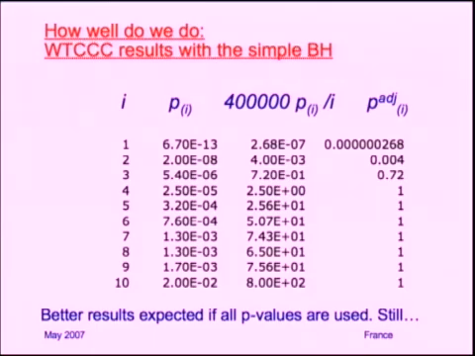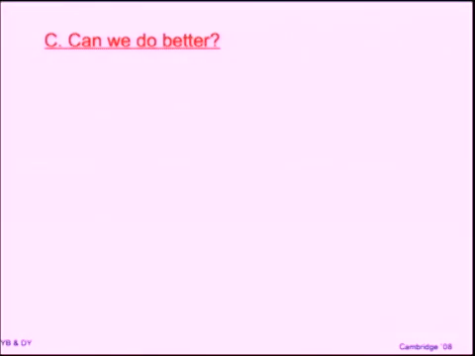So we could have better results if I had the entire set of p-values, because in fact, the fact that there are correlated p-values can help here and reflect correctly. Still, I mean, that's not much. Can we do better than that?